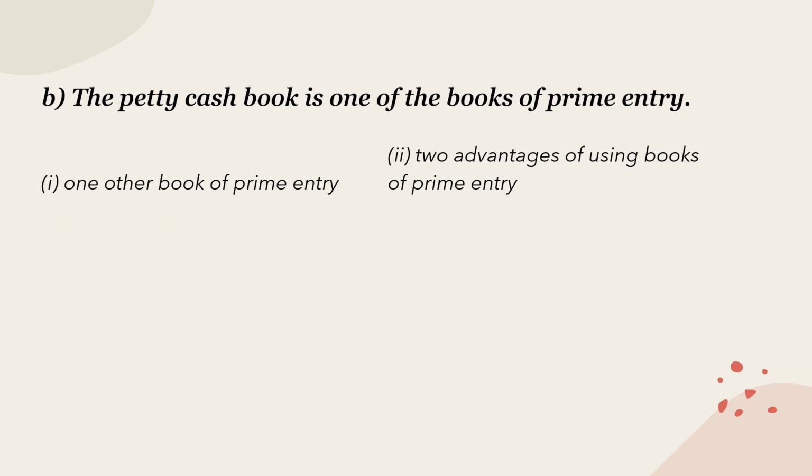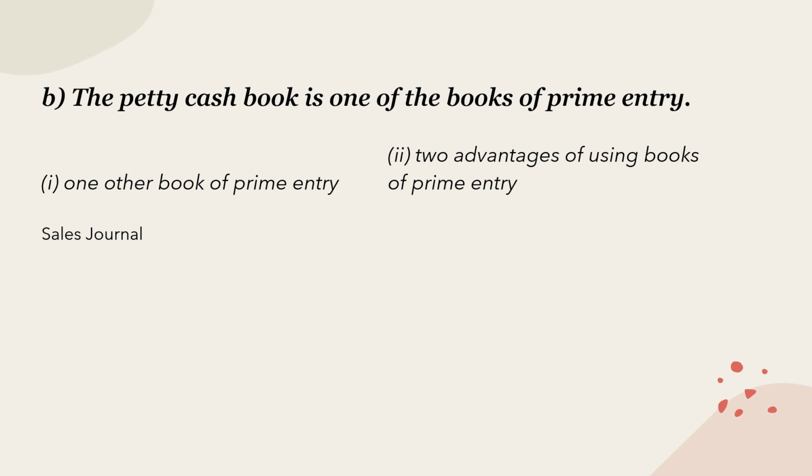Part B, it's a theory question. The petty cash book is one of the books of prime entry. Part 1, they're asking us to give one other book of prime entry. So there are many. So you can say something like sales journal or purchases journal, sales returns journal, anything like that. To this list, you can also include the cash book. It's a ledger account and also a book of prime entry. So you can write that as well.